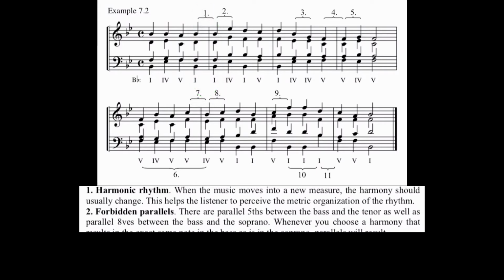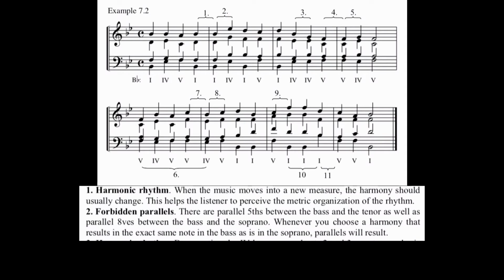2, forbidden parallels. There are parallel fifths between the bass and the tenor, as well as parallel octaves between the bass and the soprano. Now, whenever you choose a harmony that results in the exact same note in the bass as is in the soprano, then parallels will result. So if you've got the root tones in the bass and in the soprano at the same time between a couple of chords, you're going to have some problems with parallels.